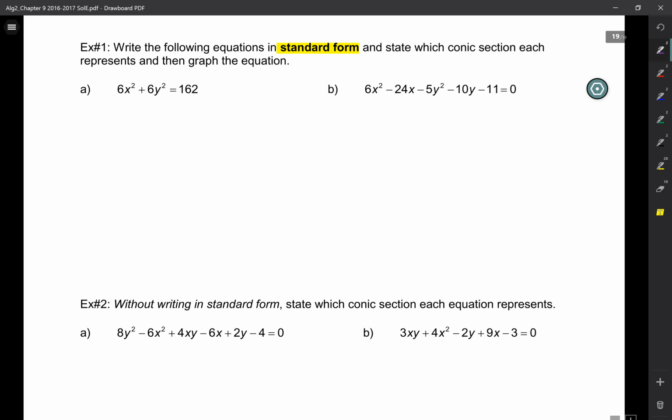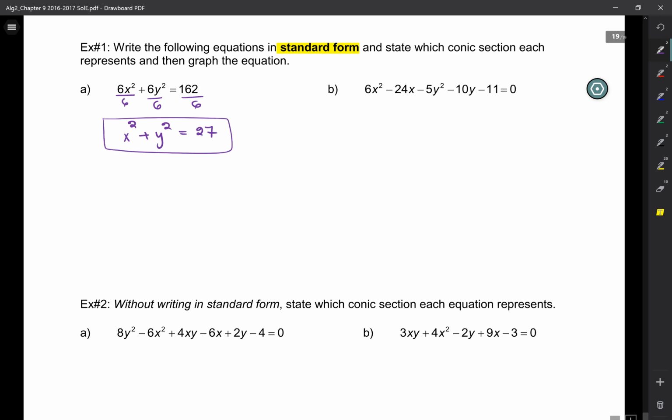Now, to put it in standard form, x squared and y squared have to be alone for the circle. We get rid of the coefficients. So it's divide by 6, divide by 6, divide by 6. So it's x squared plus y squared equal to 27. That's the equation of the circle in standard form.